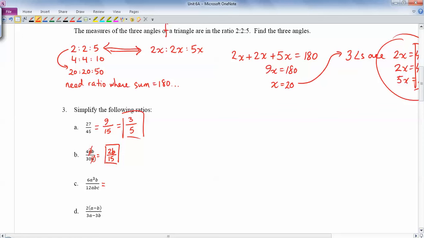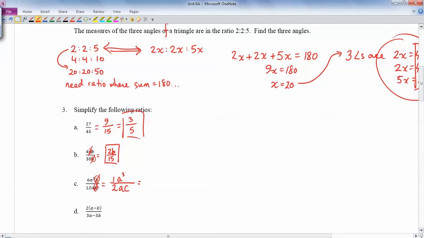Okay, the next one, let's see, we got the 6 and the 12. That's going to turn into 1 over 2. I have a b and a b on top and bottom, so those cancel. Then I've got a cubed over a. So let me write a cubed over a, and then I'll keep the c on the bottom so I don't forget it.